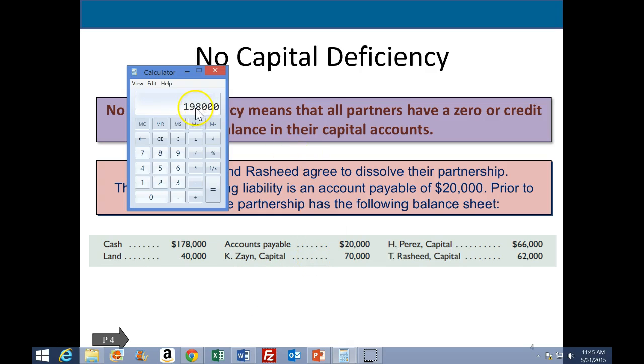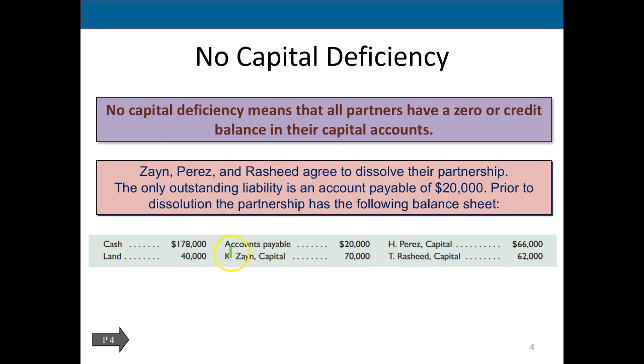So we have the 198 is the assets minus the liabilities. That should equal what's owed to the owners, meaning the 3 partners here. So 198. We have the 70,000 plus the 66,000 plus the 62,000, the 198. So we can't just pay out that 198 in accordance until we do a few things.